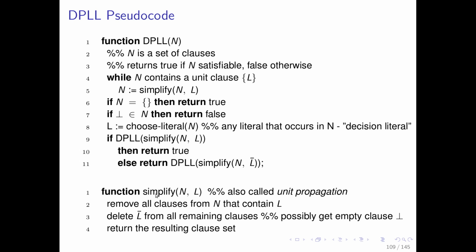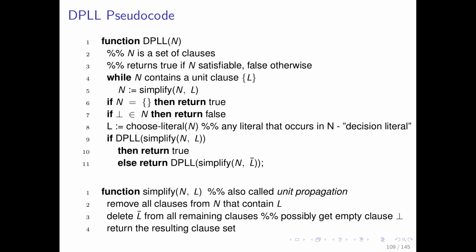What does simplify do? It says, if you give me a clause set and you give me a literal, then first of all, remove all clauses from N that contain L. So what's the intuition? The intuition is that I'm going to make L true. I'm going to decide that the literal L is true. Therefore, I can remove all of the clauses from N that contain L because they're going to be of the form something or something or something or something or true. And anything or true is just true.